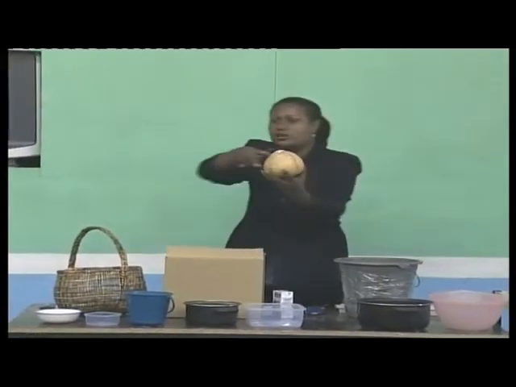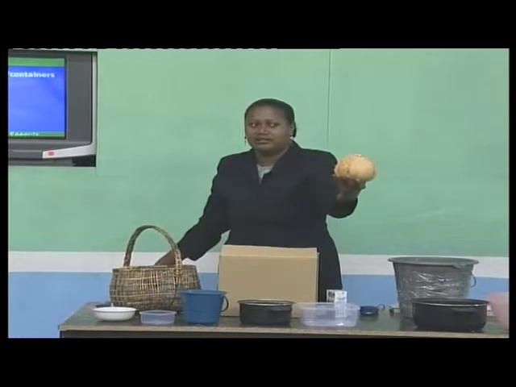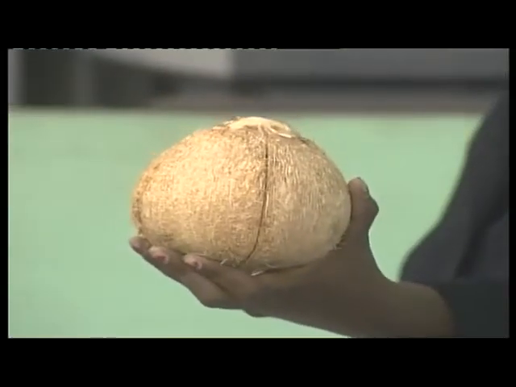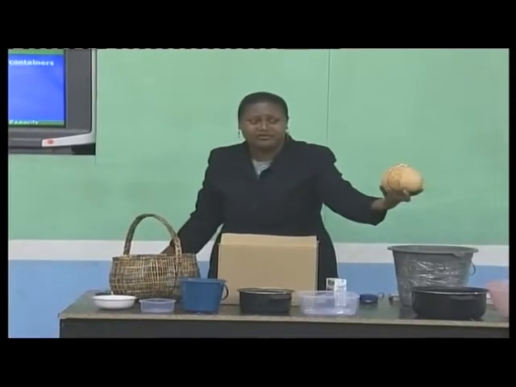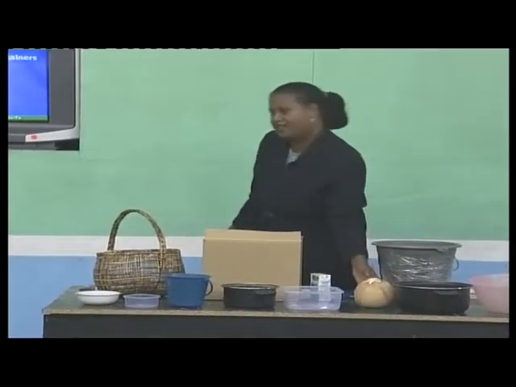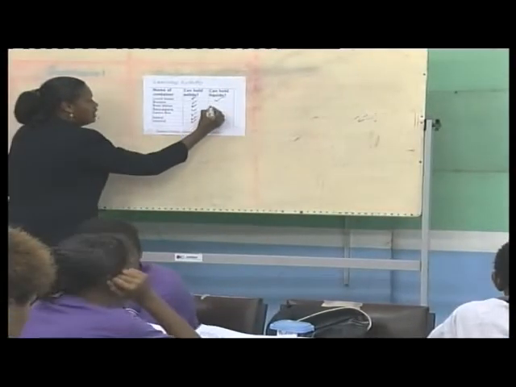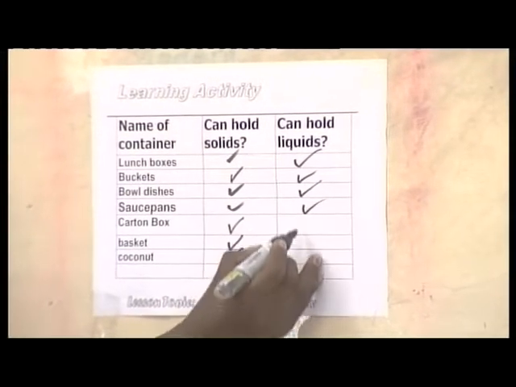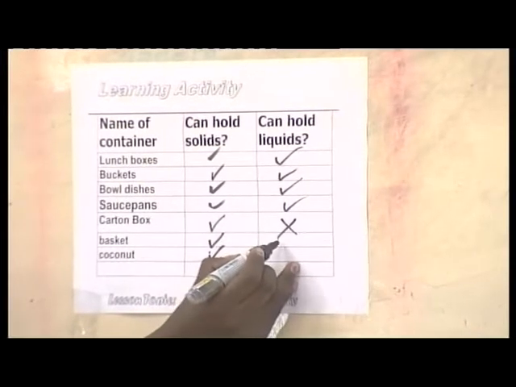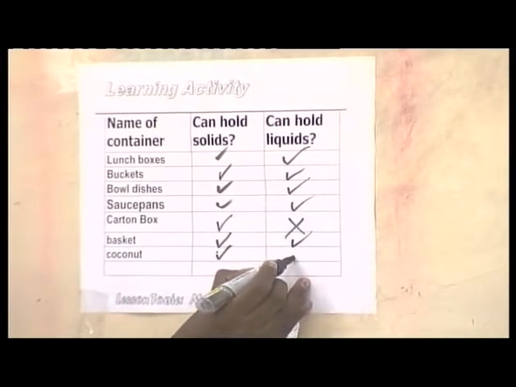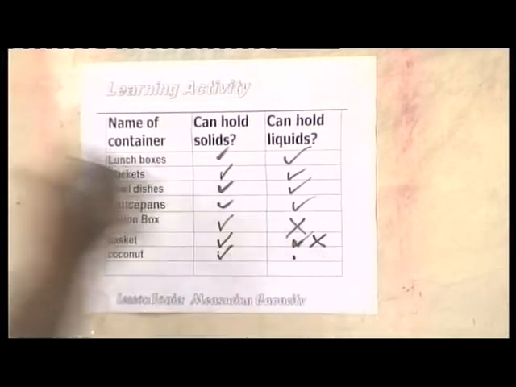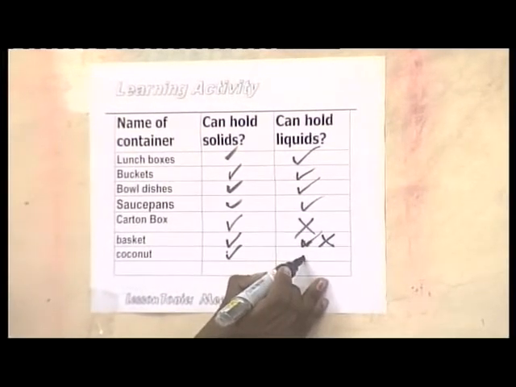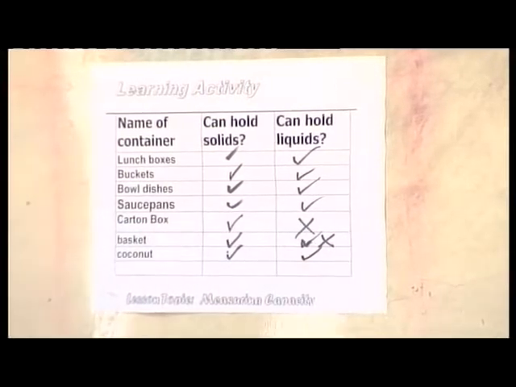Coconut. Does it hold liquid? Yes. How do you know? Yes, because you have drunk the juice several times. All right, so lunch boxes can hold liquids, buckets can hold liquids from our discussion, bowls, dishes, saucepans. Cartons cannot hold liquids, baskets cannot hold liquids, thank you for correcting me, and the coconut holds liquid.